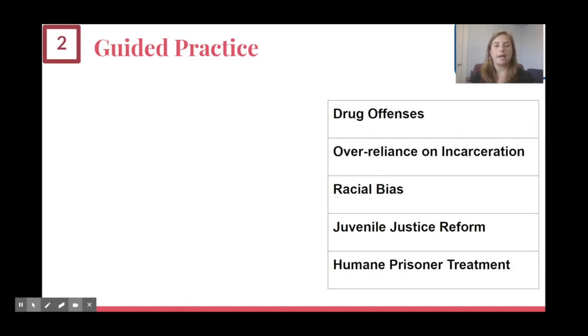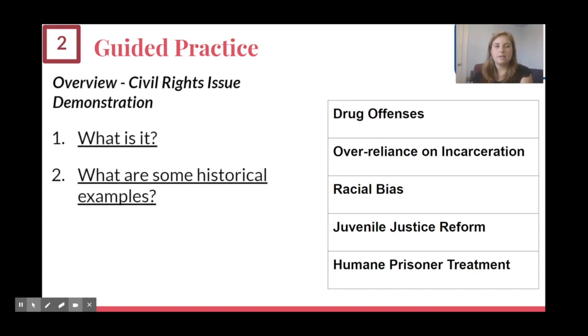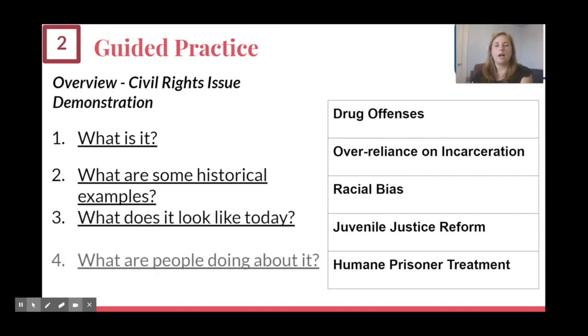So for our guided practice, we're going to walk through another example of a civil rights issue. I'm going to explain what it is. We're going to learn a little bit about its historical significance, and then we're going to discuss why it's an issue today. And then finally, we'll talk about what we can do to change it and what is being done to change it. This is exactly what you're going to be doing in your mission with the civil rights issue that you choose. So as we move through our guided practice, I encourage you to take notes. If you ever feel like I'm going too fast and you pause the video, feel free to do that. But this is going to model exactly what you'll be doing later on.